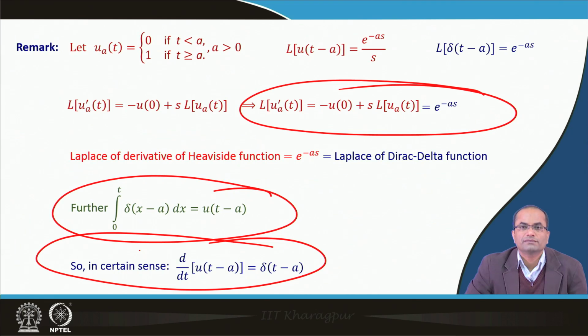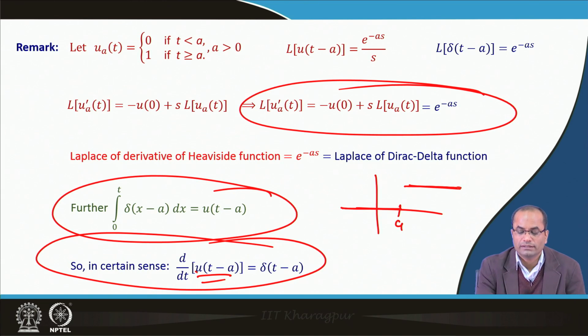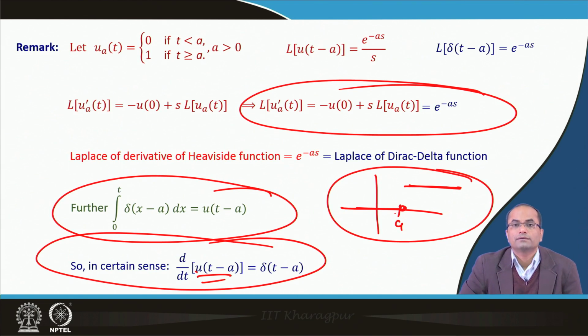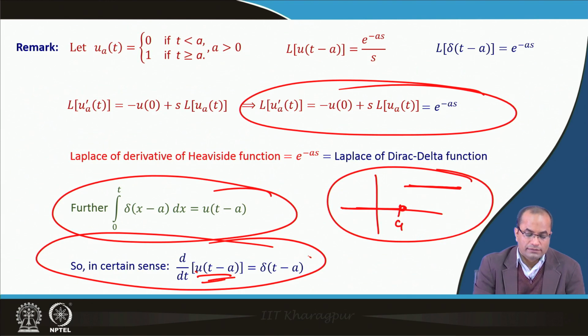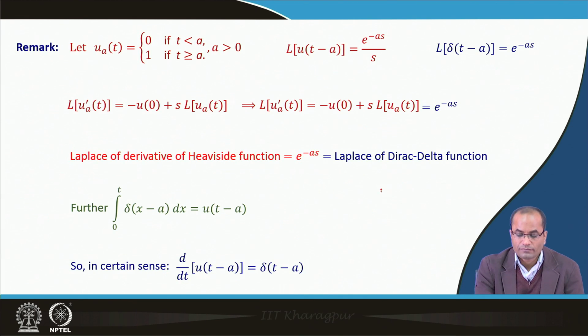So in a certain sense we can say this, because this is again not the classical sense: this Heaviside function is a discontinuous function, it has the value 0 when t is less than a, and then it has the value 1 when t is greater than a. So this is a discontinuous function at t equal to a, and still we are talking about its derivative, and its derivative is the Dirac delta function, which is again not a classical function.